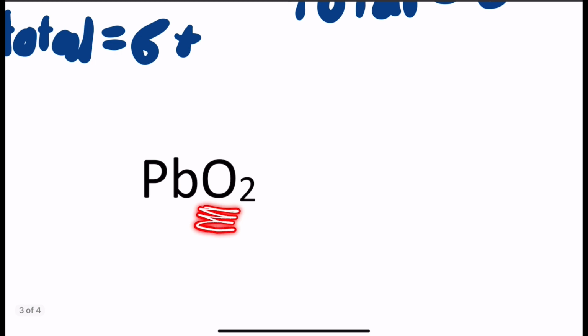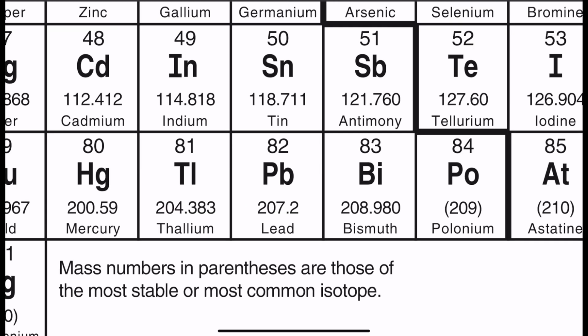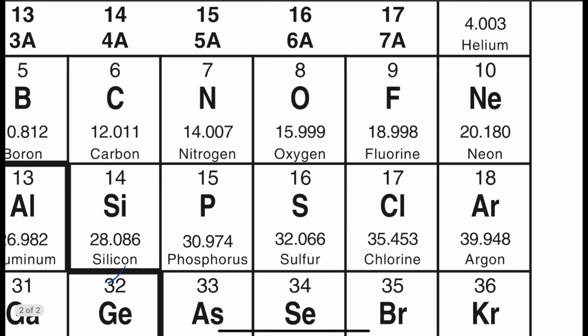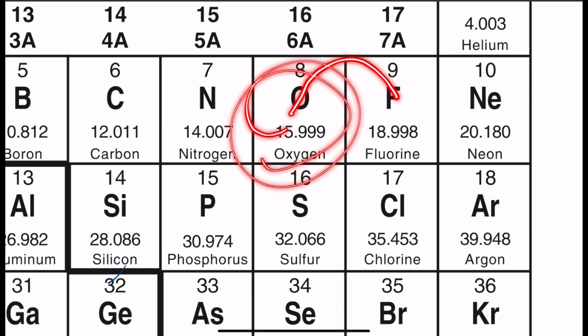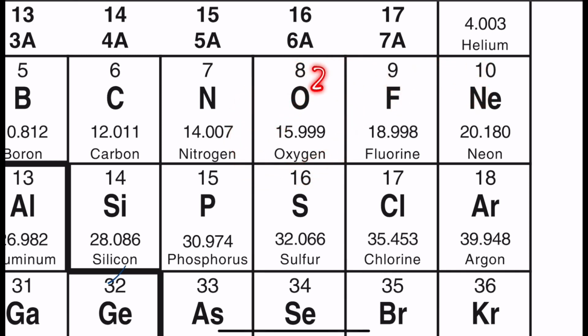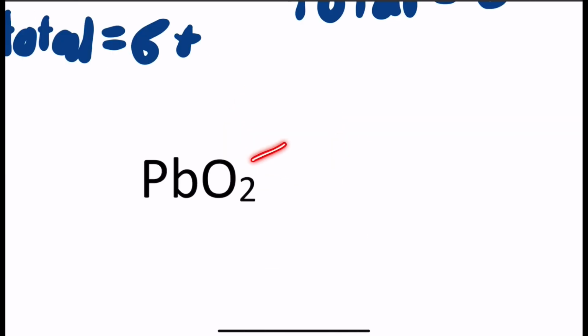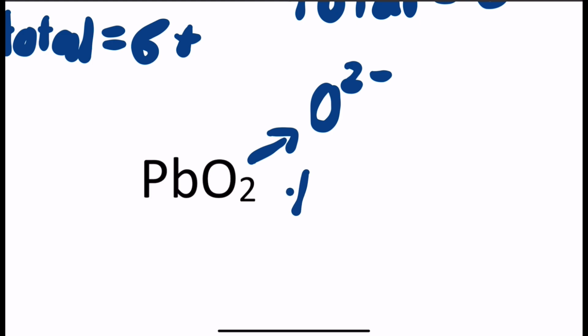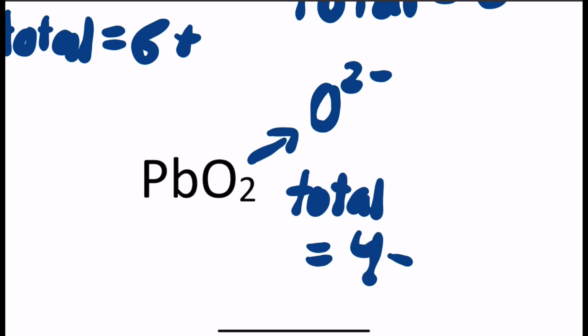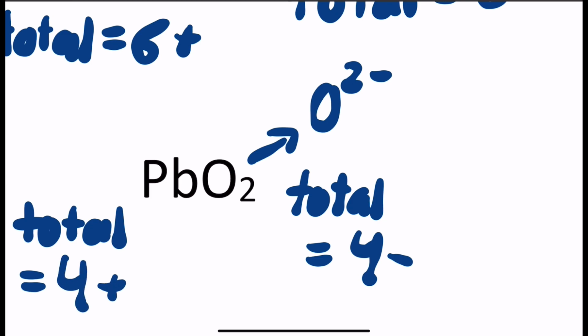So let's look at this oxygen here. Oxygen on the periodic table looks like it's in 6A, so it's another element that's going to gain 2 electrons when it ionizes, so it will have a 2 minus charge. So we know oxygen has a 2 minus charge. Now there's 2 of these, so the total negative charge is -4, which means the total positive charge must be this +4.